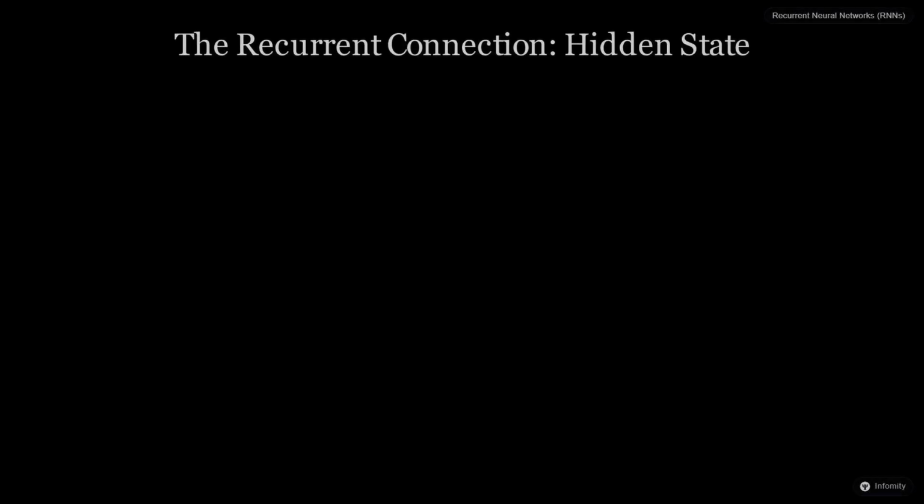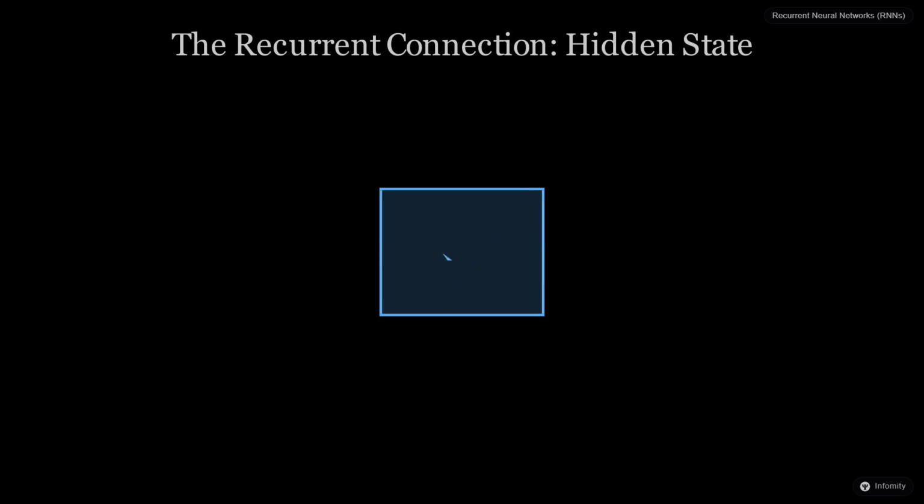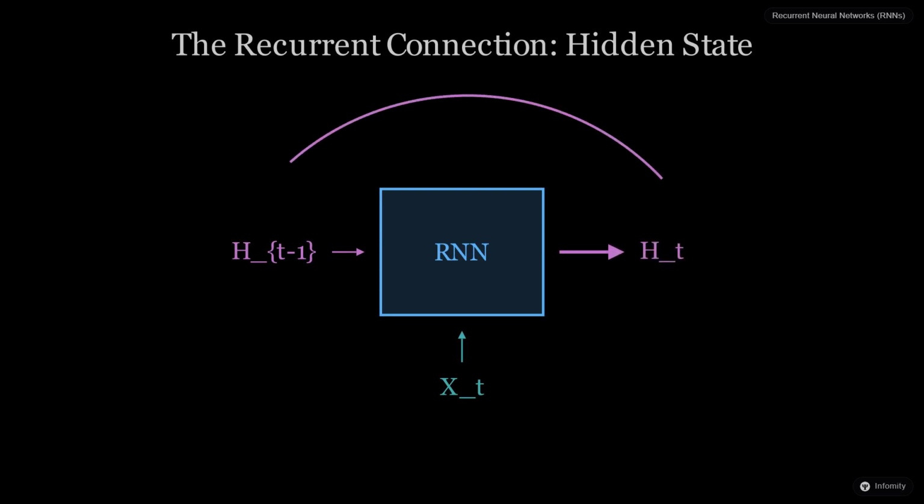The magic behind recurrent neural networks lies in their ability to pass information from one step in the sequence to the next. This is achieved through what we call the hidden state. At each time step, the RNN unit takes two crucial pieces of information: the current input, let's call it x at t, and the hidden state from the previous time step, h at t-1. These two pieces are combined to produce a new, updated hidden state, h at t, which then becomes the memory for the next step. It's an internal summary that continuously evolves.